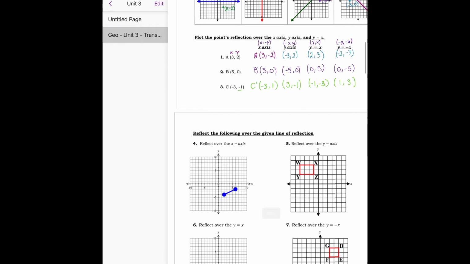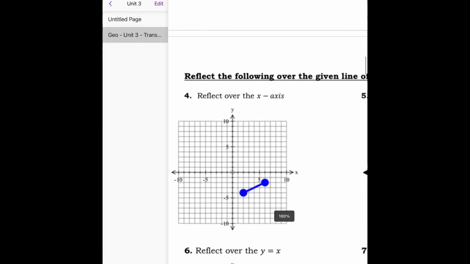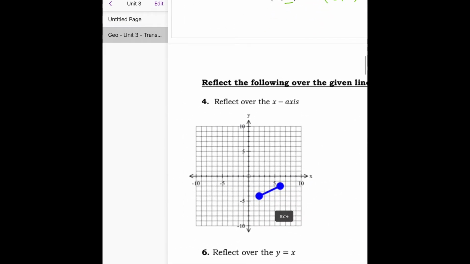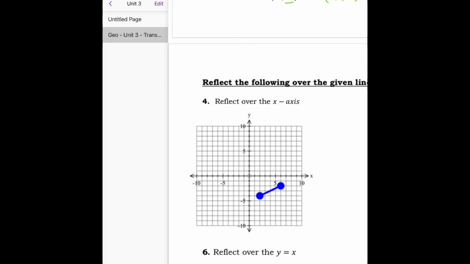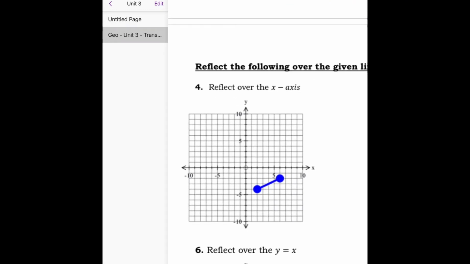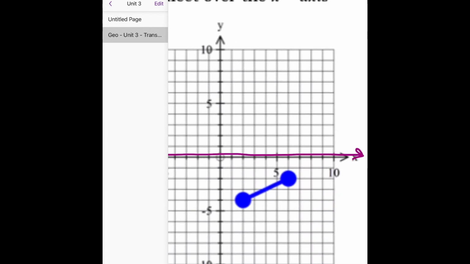Let's move on to these next couple of examples. Reflect the following over the given line of reflection. In this case, our line of reflection is the x-axis, which is our horizontal line here. That's our x-axis. And I want to reflect this line segment across the x-axis. So one way to do this is you just look and you say, well, this point right here, I'm going to move this one first.